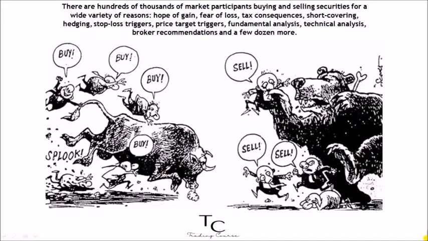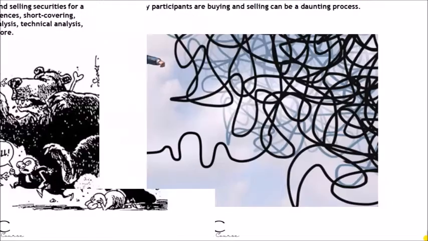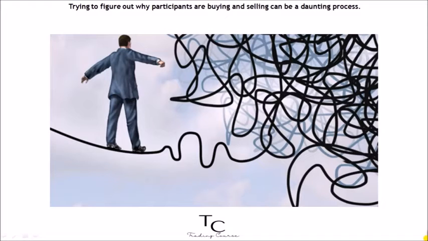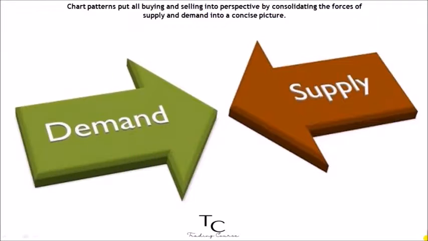There are hundreds of thousands of market participants buying and selling securities for a wide variety of reasons: hope of gain, fear of loss, tax consequences, short covering, hedging. Stop-loss triggers, price target triggers, fundamental analysis, technical analysis, broker recommendations, and a few dozen more. Trying to figure out why participants are buying and selling can be a daunting process.